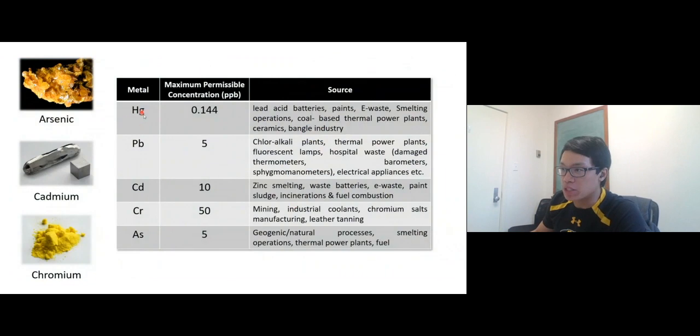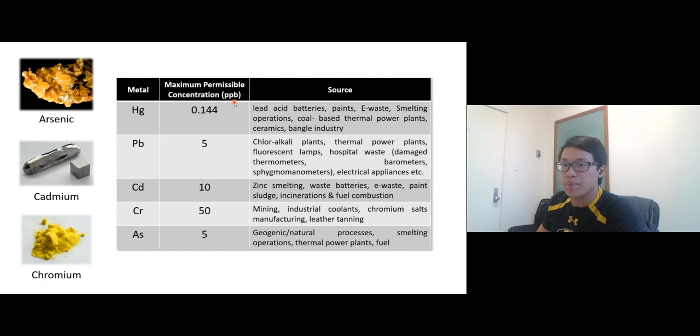Take a look. We have mercury, lead, cadmium, chromium, arsenic, and you know these are very, very toxic. The amount of these metals allowed in water has to be really, really small. Take a look right here. Mercury is really small, 0.144 allowed only, and the unit of concentration is not ppm, it is ppb, even smaller. Ppb stands for parts per billion.